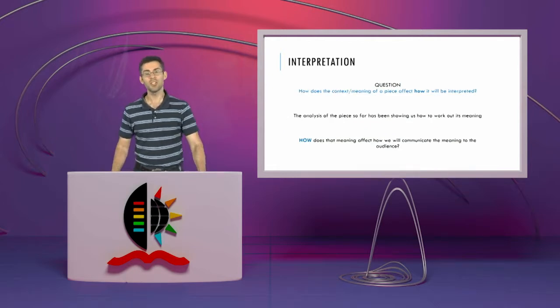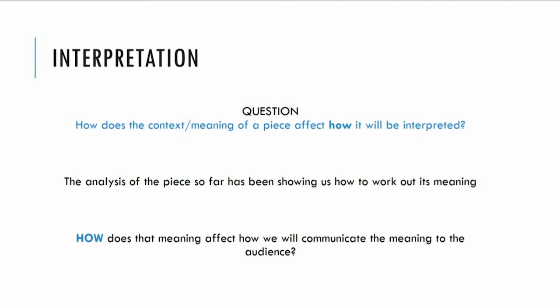Then, how does the context or the meaning of a piece affect how it will be interpreted? So at this point, you've asked many different questions of the piece that you are preparing. The analysis of the piece has been showing us how to work out its meaning. But how does that meaning affect how we will communicate to the audience? Well, this is something that you will need to ask of yourself and decide for yourself, how am I going to do that when the choir sings?